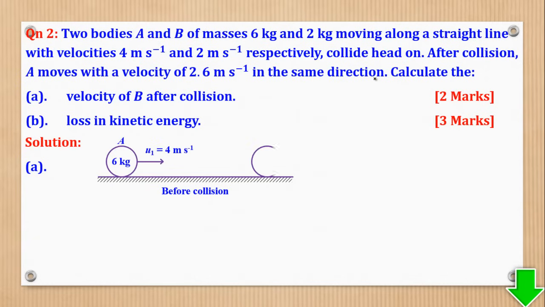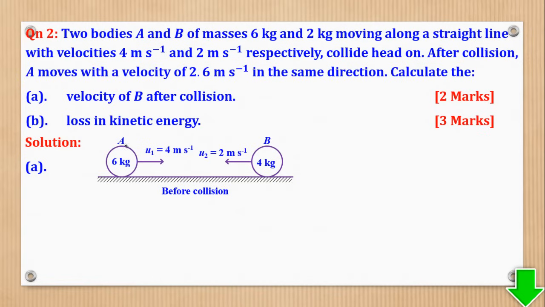Now, because there is a change in velocity, you see this? They give us the velocity of A, and they want the velocity of B. Because the two bodies have different velocities, it means that the collision was inelastic.